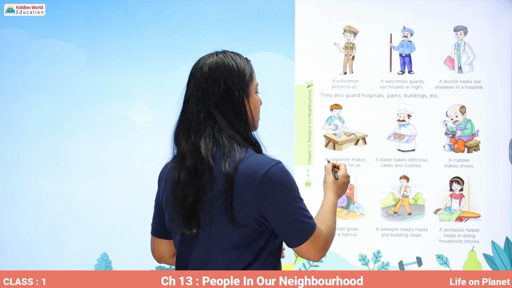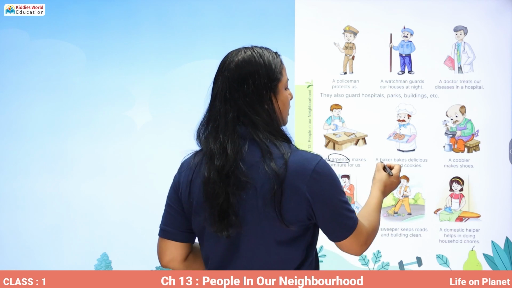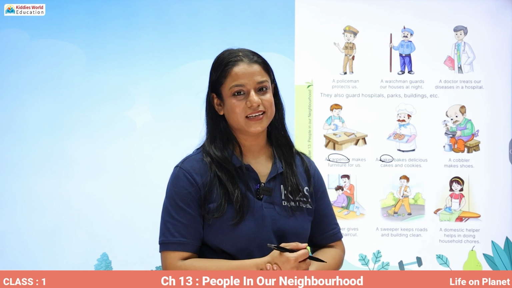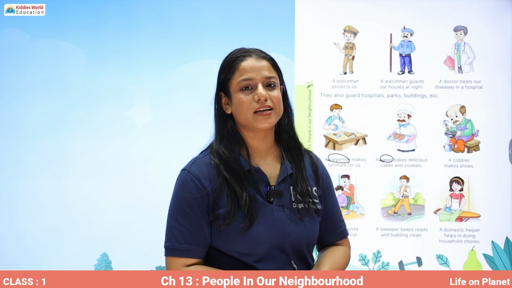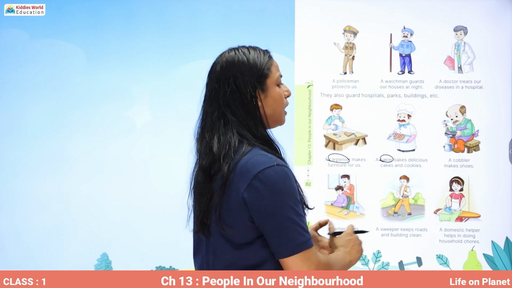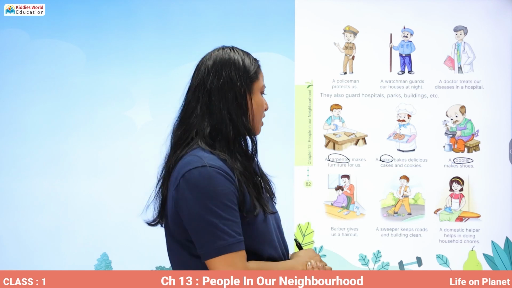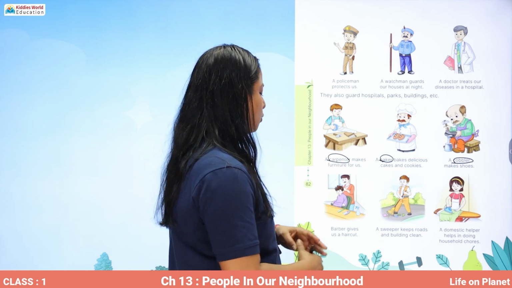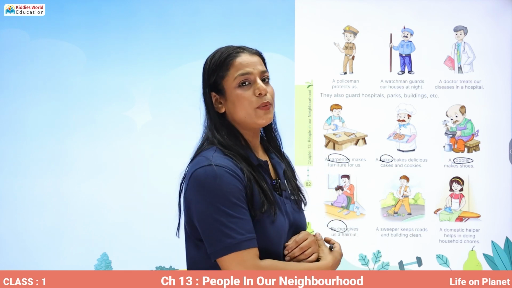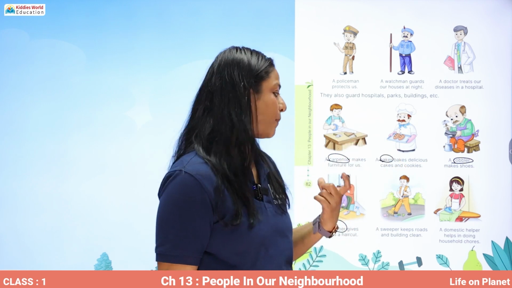Now, what does a carpenter do? A carpenter makes furniture for us. What does a baker do? A baker bakes delicious cakes and cookies. So the delicious cakes and cookies that you eat are being baked by a baker. A cobbler makes shoes or mends our shoes. What does a barber do? A barber gives us a haircut. So whenever you need a haircut, where do you go? You go to a salon and the person who is cutting your hair is called a barber.